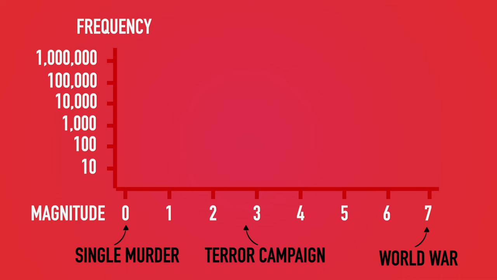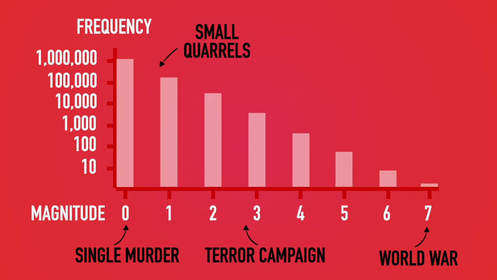For example, for conflicts of magnitude 0, Richardson's list includes millions of cases. On the other hand, there have been so far 7 conflicts of magnitude 6. Among these super conflicts, we can find the Civil War in North America, the Bolshevik Revolution, and the Spanish Civil War. Well, at this point you probably already noticed one of the most interesting parts of this analysis.